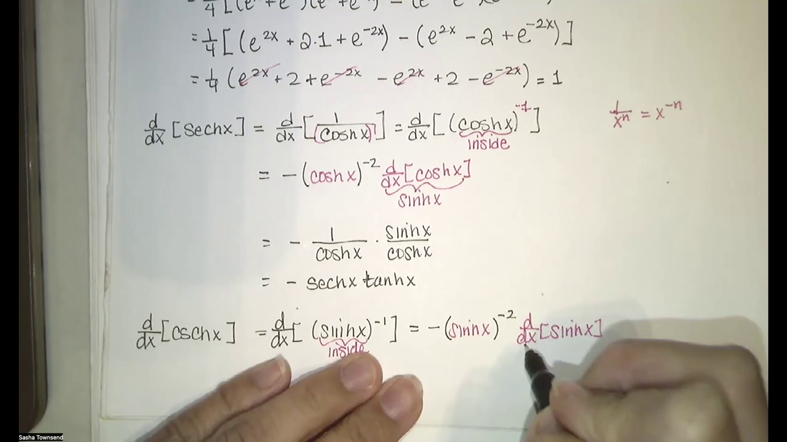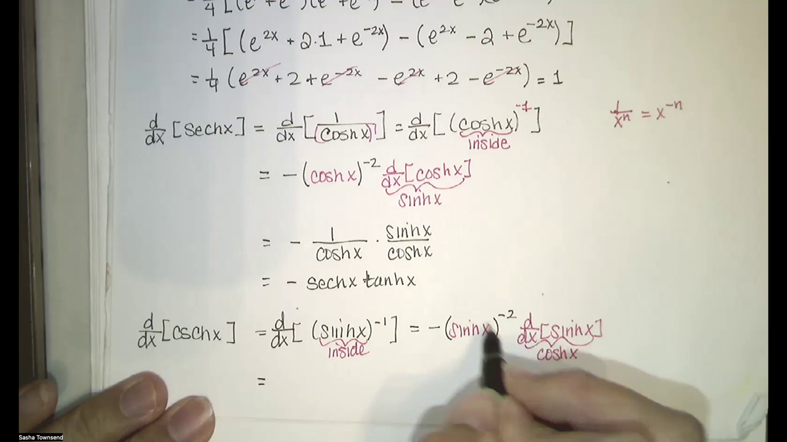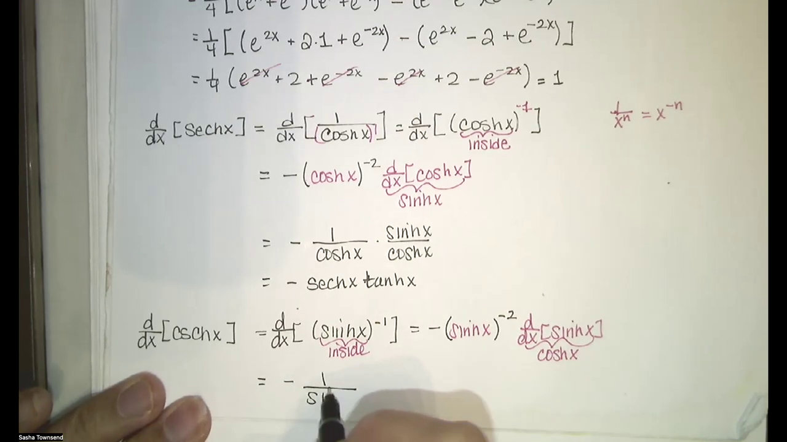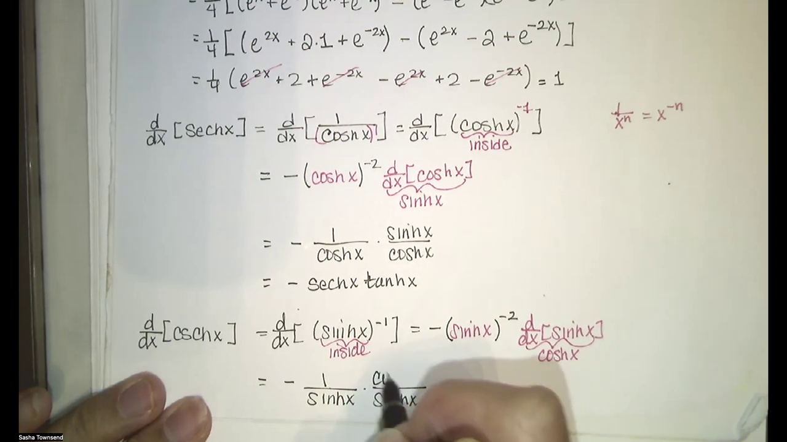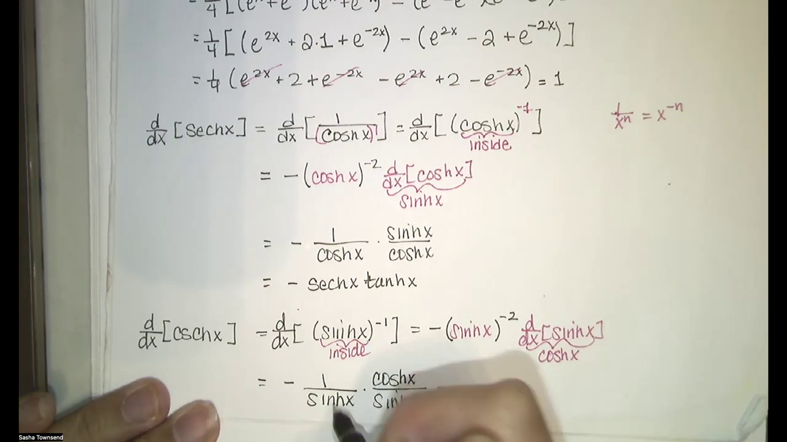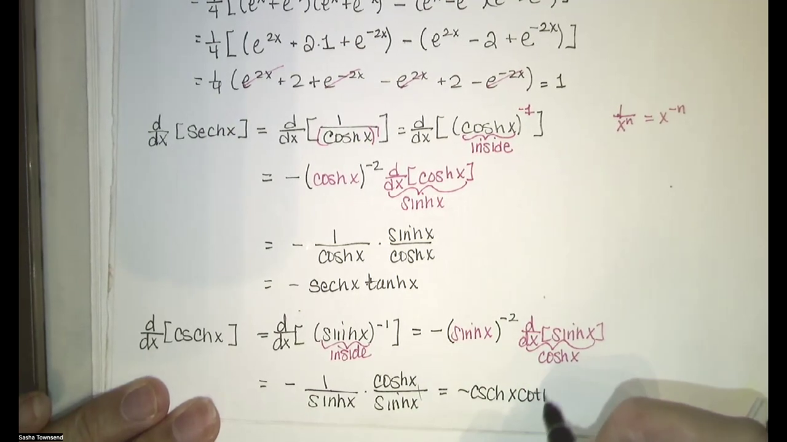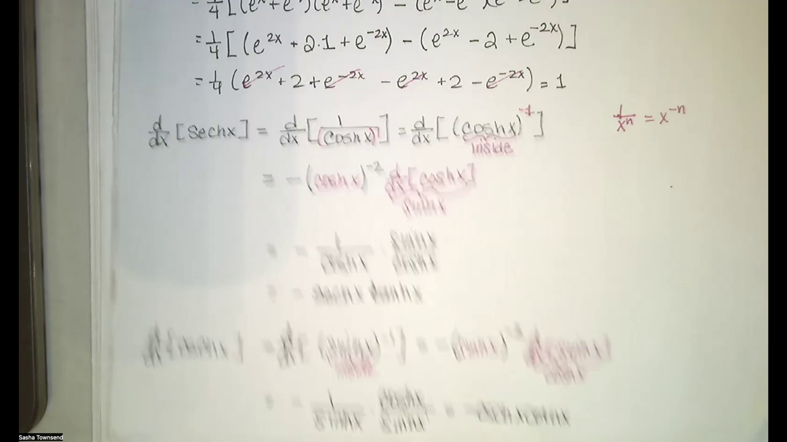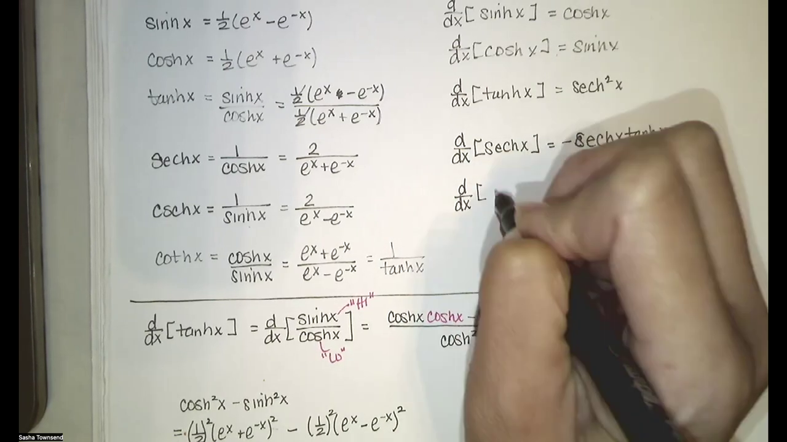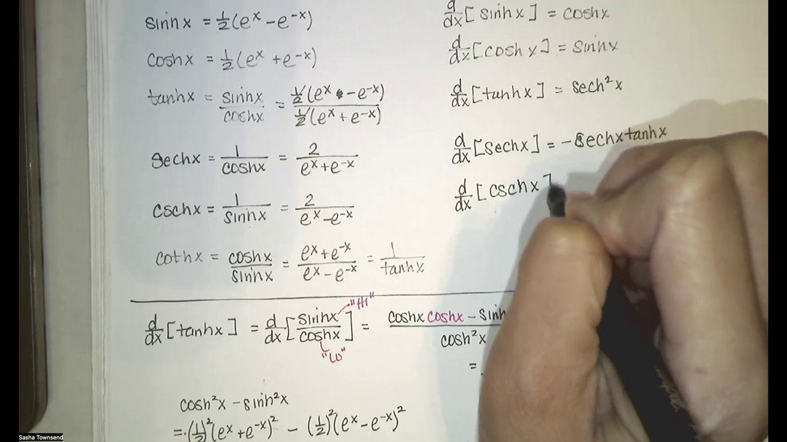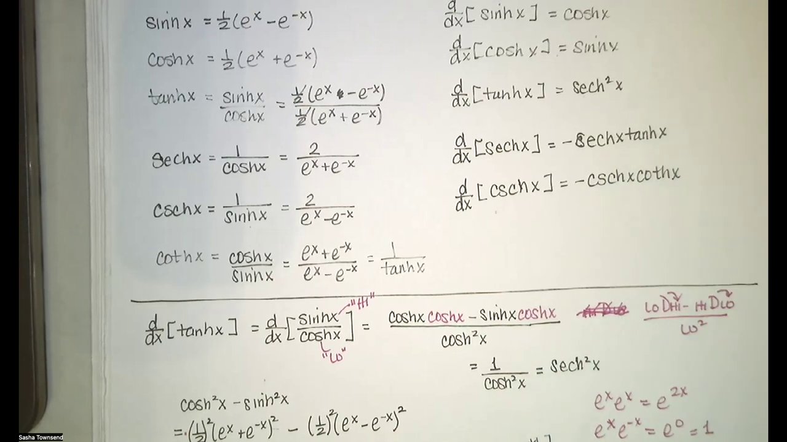The derivative of hyperbolic sine is hyperbolic cosine. And so we get, well, we have two hyperbolic sines in the denominator, so I'll write that as hyperbolic sine times hyperbolic sine. And then I've got one hyperbolic cosine in the numerator. This is negative hyperbolic cosecant of x times hyperbolic cotangent of x. And that looks very much like one of our trig rules. The derivative of cosecant of x is negative cosecant cotangent. The derivative of hyperbolic cosecant of x is negative hyperbolic cosecant of x times hyperbolic cotangent of x.